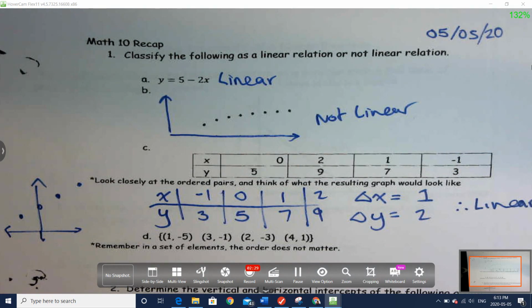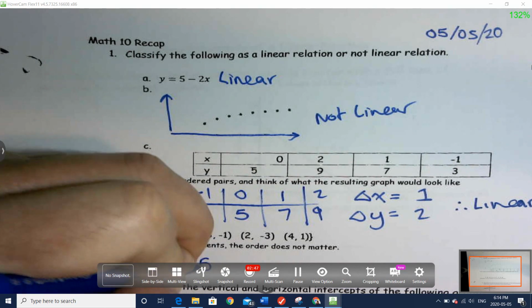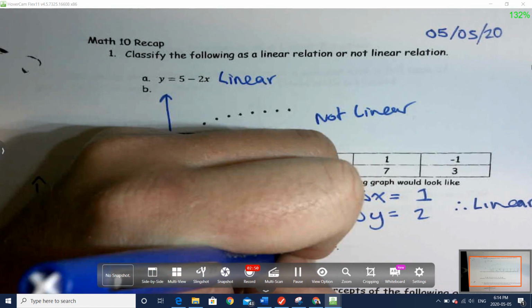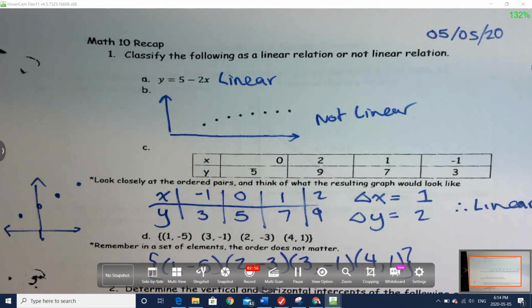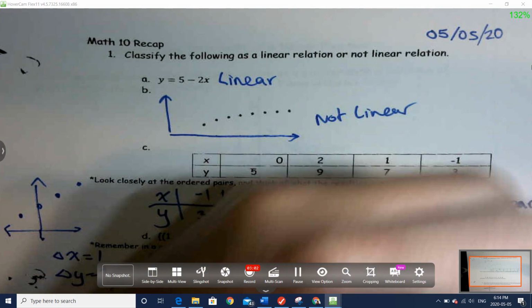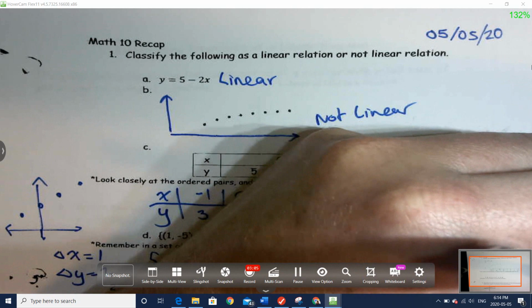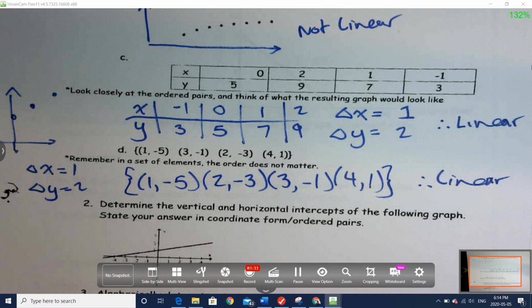Next up, there's a set of ordered pairs there. We need to look at the constant changes between every sequential x value and see if they change by the same amount. If I were to reorder these elements in this set, I'm going to put them in the order (1, -5), (2, -3), (3, -1), and (4, 1). You'll notice that the delta x is 1, and the delta y is equal to 2. Therefore, again, this one is a linear set. Okay, so that one, yes, is linear.